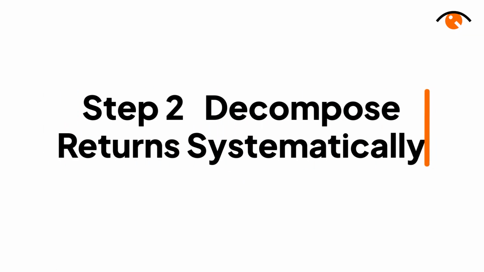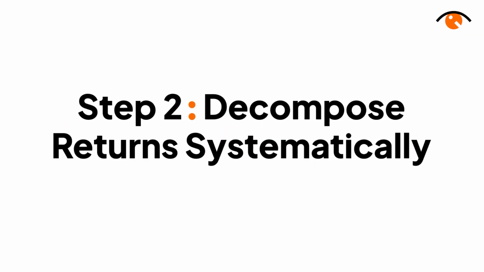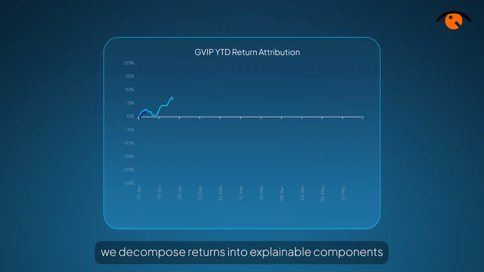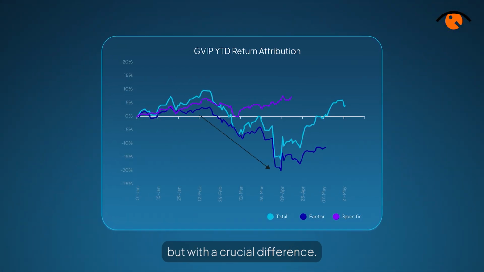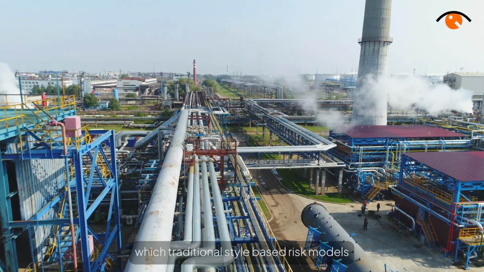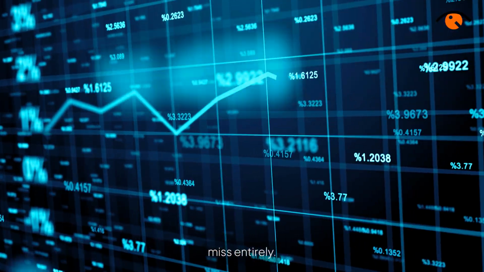Step 2. Decompose returns systematically. Our macro factor equity risk model takes a different approach. Like traditional fundamental risk models, we decompose returns into explainable components, but with a crucial difference. We focus specifically on macro factors, which traditional style-based risk models miss entirely.